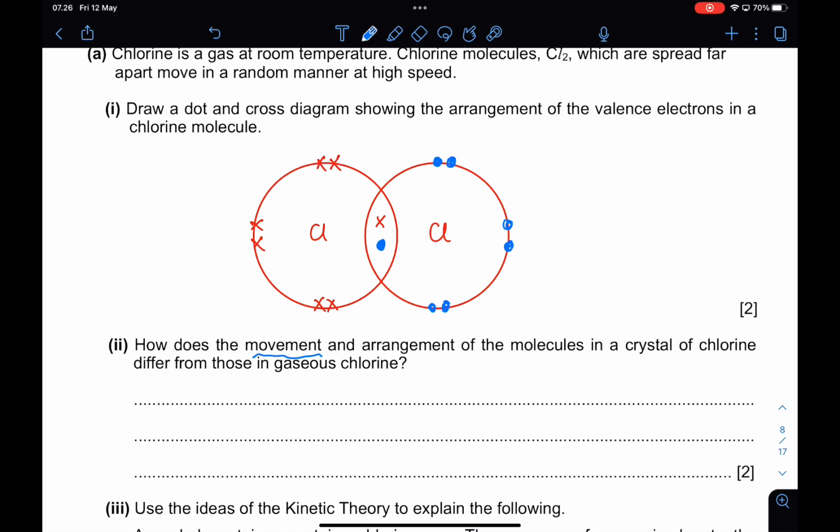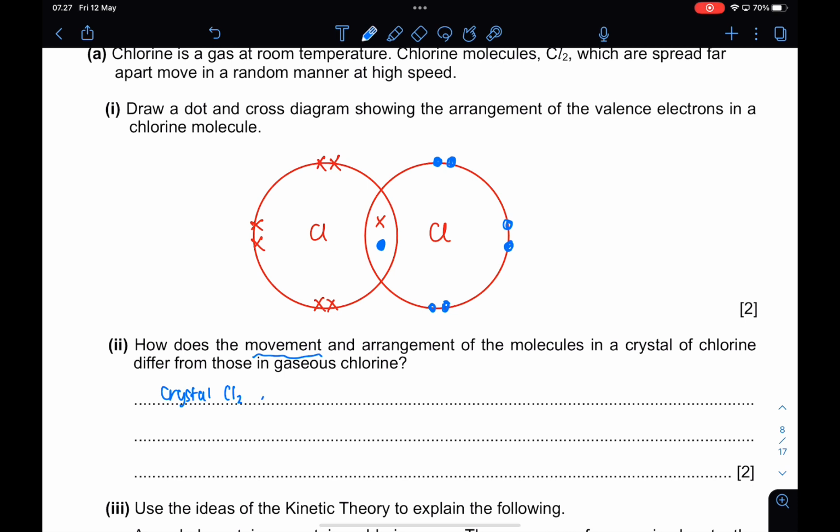If you compare with gases, movement wise, gases have rapid movement. Or you can say movement in terms of vibrating: solids will be vibrating, but gases will be able to move from one place to another, so rapid movement from one location to another location. And in terms of arrangement, random arrangement with many gaps in between. So that's going to be the answer.